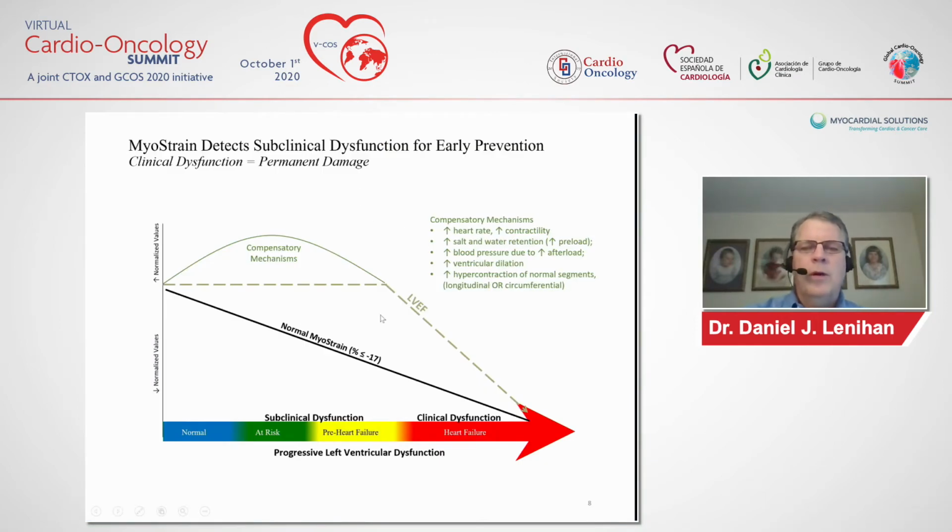So again, the whole point here is that if we look at the percent of normal Myostrain segments, as the percentage goes down, the presentation of heart failure is more likely. So in the figure, the normal segments are blue, and then as they become more dysfunctional, they approach red. And so the key here is to detect the regional strain abnormalities prior to them becoming permanently dysfunctional.